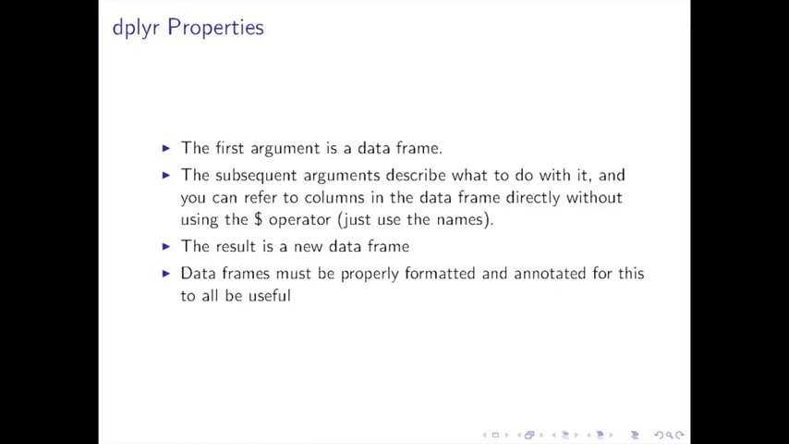All of the dplyr functions have a similar format. The first argument is always a data frame, and the subsequent arguments describe what to do with it. In the select function, for example, you refer to different column names by their name. In the filter function, you might create a logical test to subset rows. That's what goes into the second argument of each of these functions. The result is always a new data frame. So each one of these functions takes a data frame as an argument and always returns a data frame.